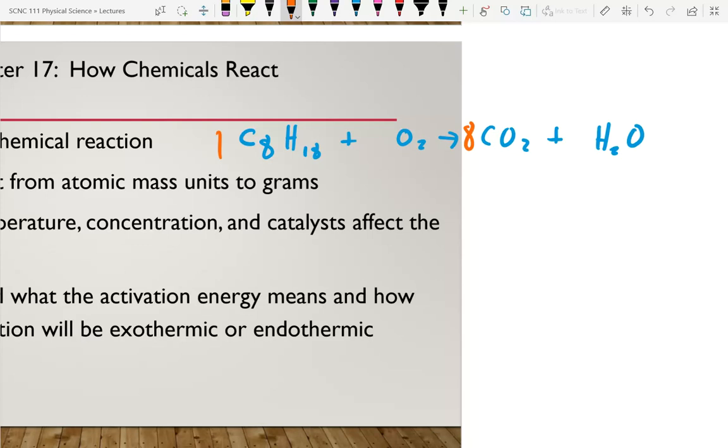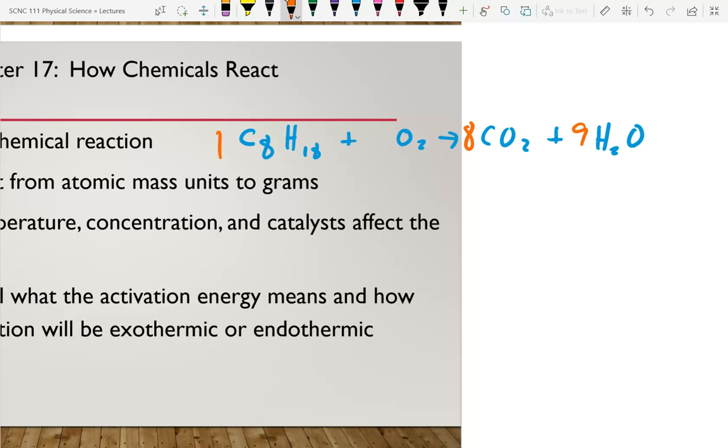But then if we have 8 carbons, let's go to the 1 here, 18 hydrogens. How many waters do we have to do if we're going to have 18 hydrogens? 9, because each water has 2 hydrogens. That's 18 hydrogens on both sides.